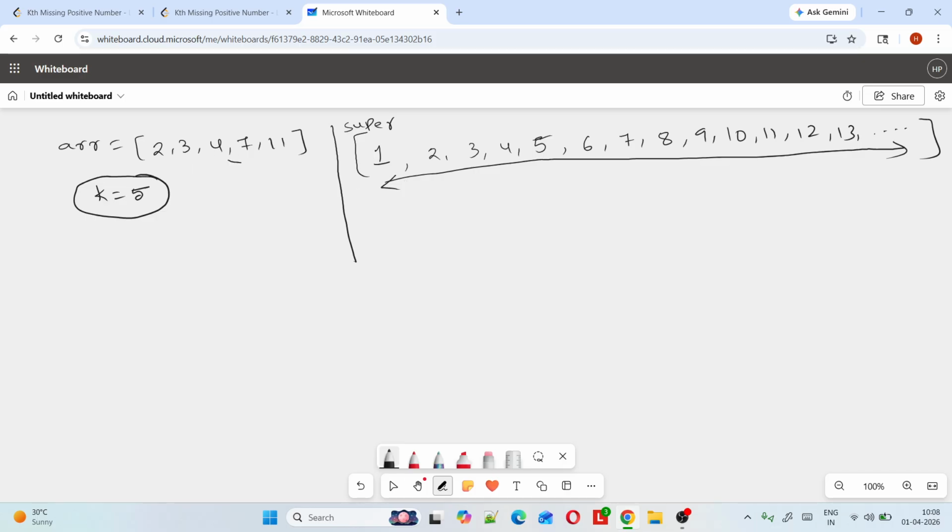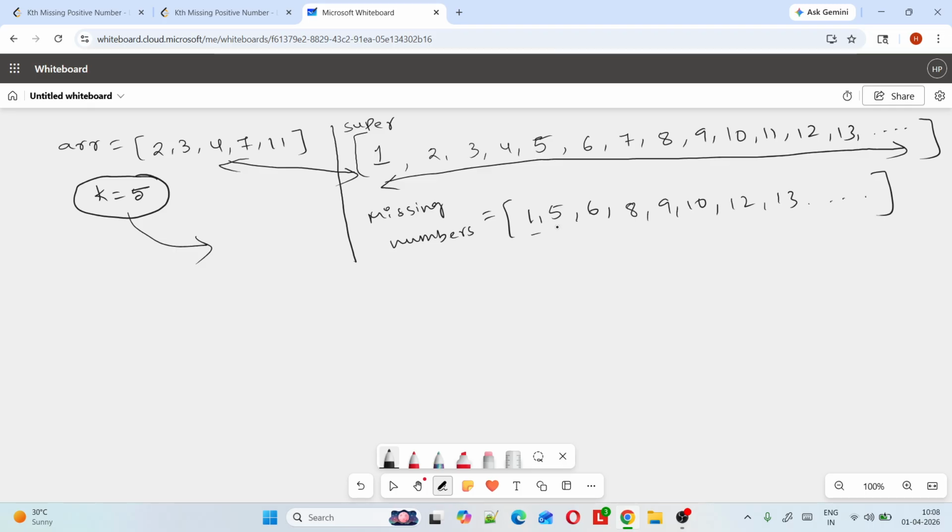Now when you compare these two, what are the missing numbers? Missing numbers equal to: 1 is missing, 5 is missing, 6 is missing, and then 8, 9, 10, and then 12, 13 and so on. Since you have to return the fifth missing number, 1, 2, 3, 4, 5, so this is the fifth missing number. So output is 9. In that way you have to calculate.